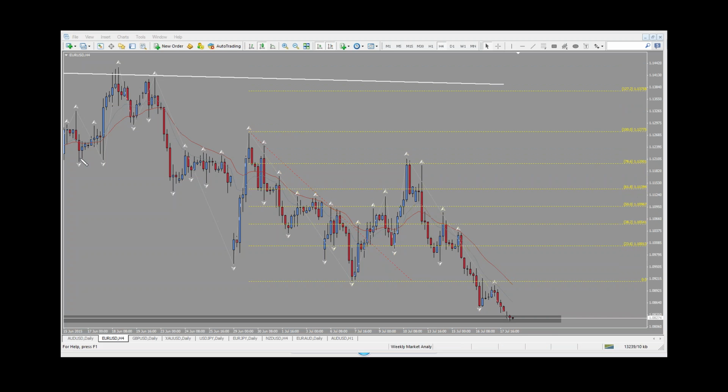What I've done, just to point out, that's my A point. This is my B. I've gone from A to B, and then I've retraced back to C, which falls on the 78.6 Fibonacci. Okay, 78.6 Fibonacci. And then what I'm going to do now is draw my fib from down here to up there. You can see I've gone from here all the way up to there, and then I've extended to the 127 level.